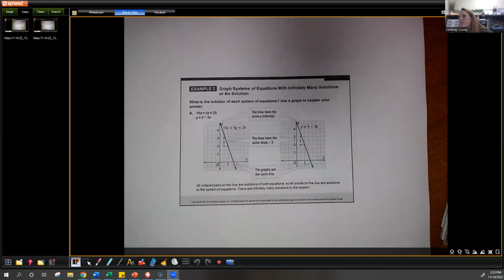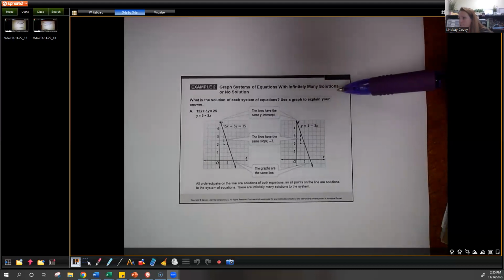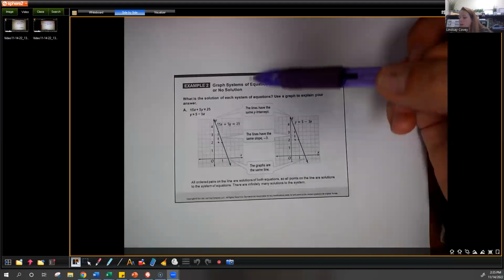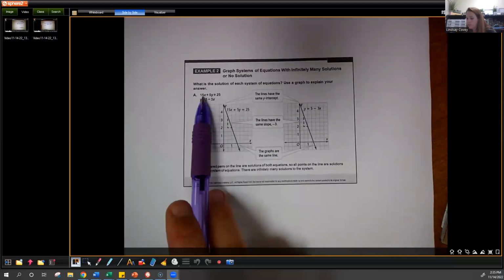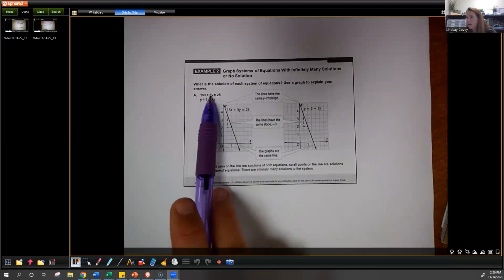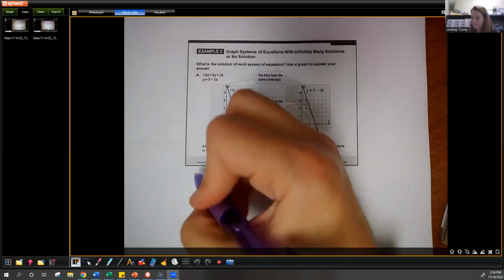Now there are 2 other options. When you graph something, it can have infinitely many solutions, meaning that it's essentially the same line, or it could have no solutions. So let's take a look at these two equations. What you should notice automatically is one is not written in slope-intercept form. So I always want to encourage you to write it in slope-intercept form.